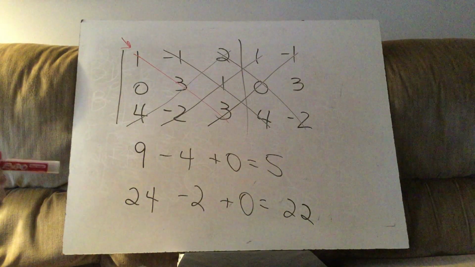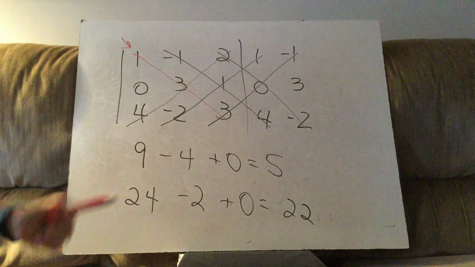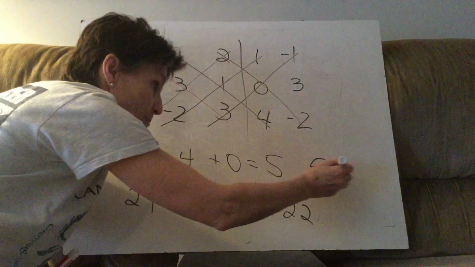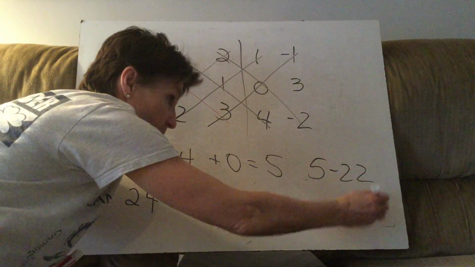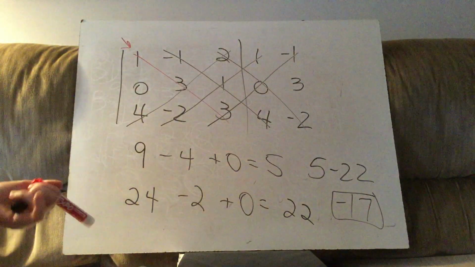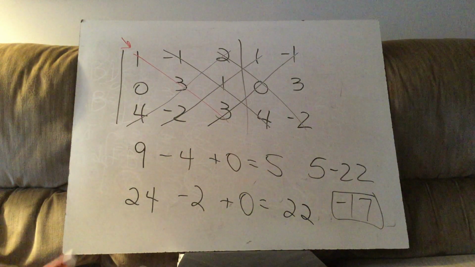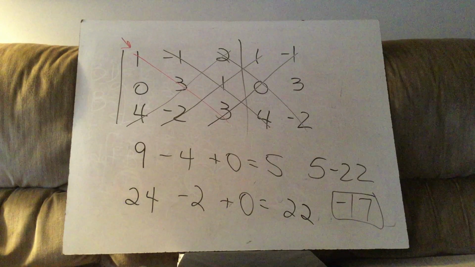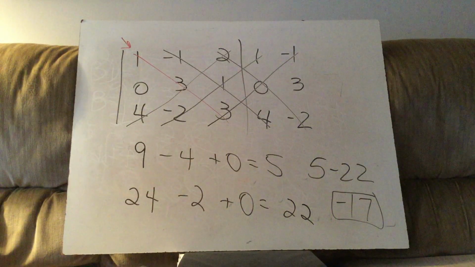Then to get our final answer, we're simply going to subtract 5 minus 22. So our answer is negative 17. That's the final answer to the problem. 5 minus 22.